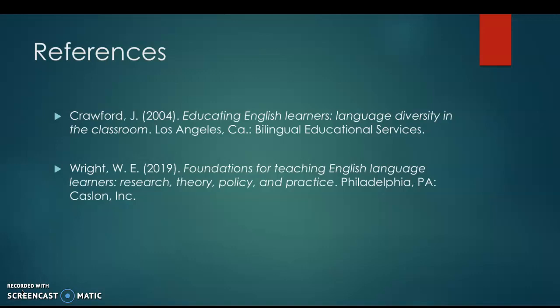References. So this first one is the one that you posted on Blackboard, and I used chapter 5 from it, the majority of chapter 5. The second reference is our textbook that we had to get, and I believe I used chapter 4 from it.